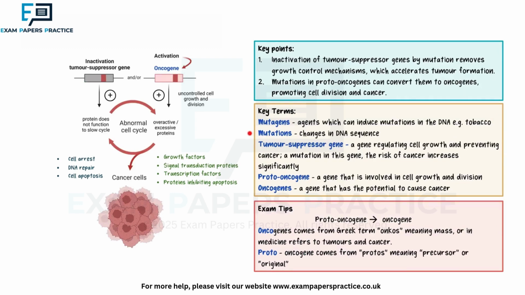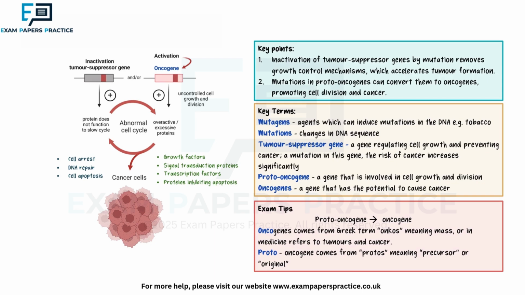Mutations are changes in the DNA sequence of an organism. These changes can occur naturally or be induced by mutagens, which are agents that cause mutations. For example, chemical mutagens, such as those found in tobacco smoke, UV radiation, or asbestos, are known mutagens.